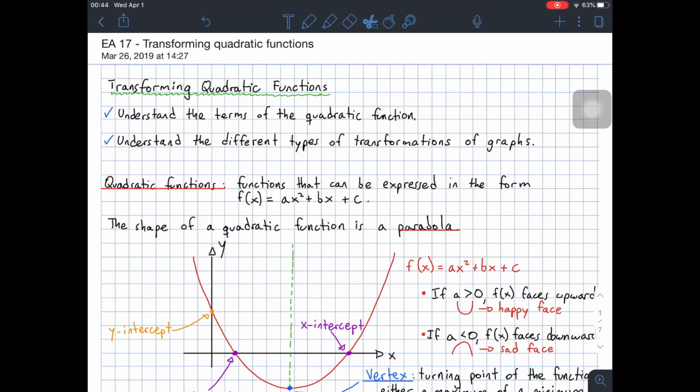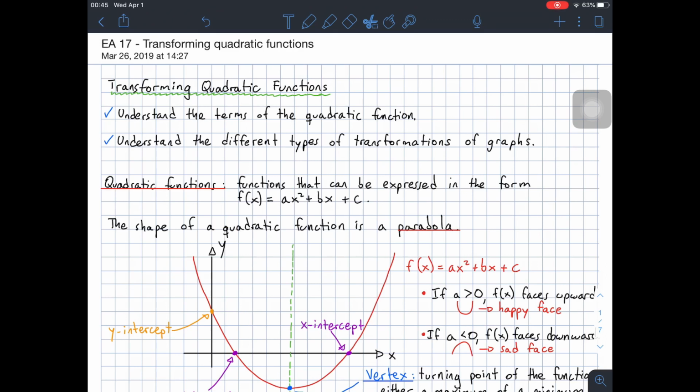Hello juniors, today we're going to see a continuation of last class. Remember last class we were talking about transformation of functions in general. We've seen three main types of transformations, which are translations, reflections, and stretches. You remember? Okay, so for this class we're going to see transforming quadratic functions.